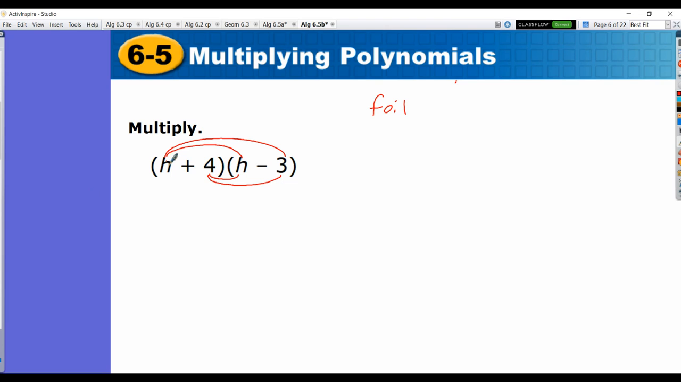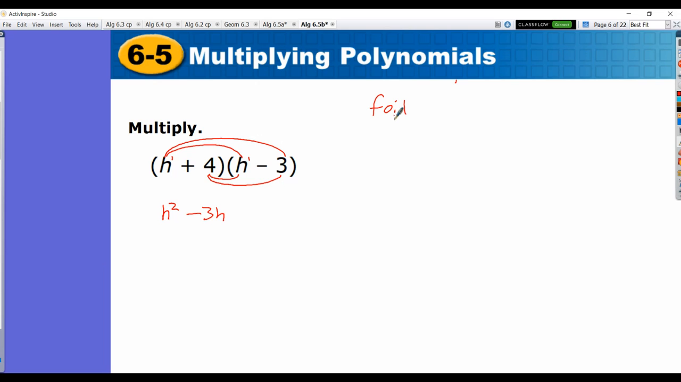All right, so we're going to take h times h. All right, remember, we can put an exponent of 1 there if we want to. So h^1 times h^1 is going to give me h^2. All right, next I have the outside. So I have h times, and we're going to treat this like a negative 3. So h times negative 3 is going to give me negative 3h.